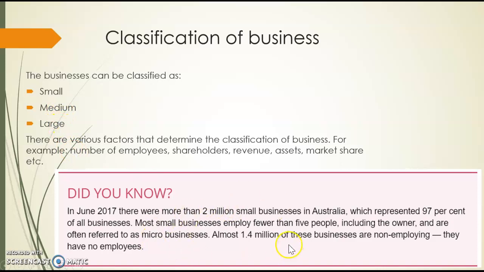Now this is just a quick fact. In June 2017 there were 2 million small businesses in Australia, okay, which is almost 97% of all the businesses. Now most small businesses employ fewer than 5 people. So this is just something for you to know about Australia.